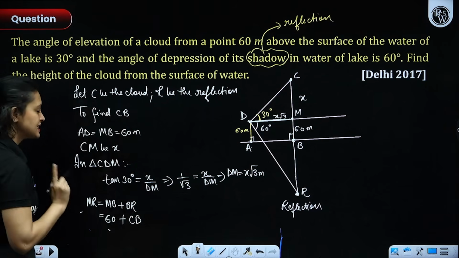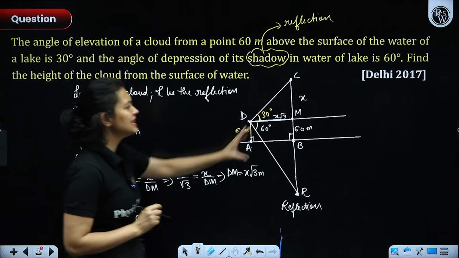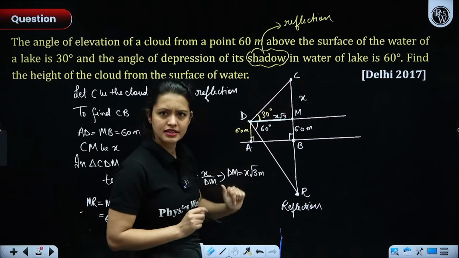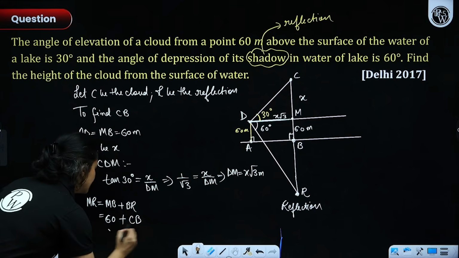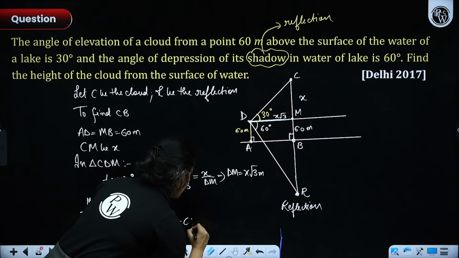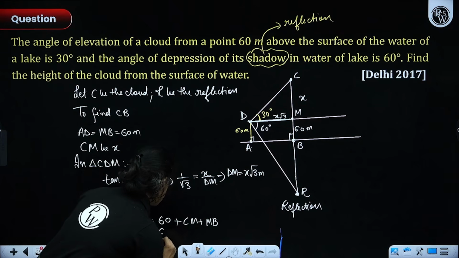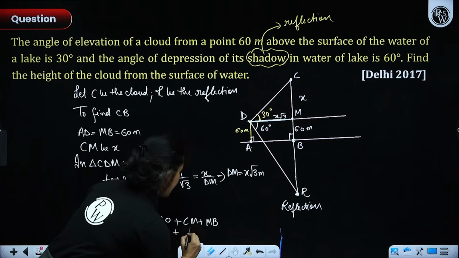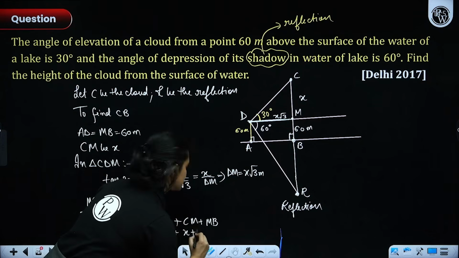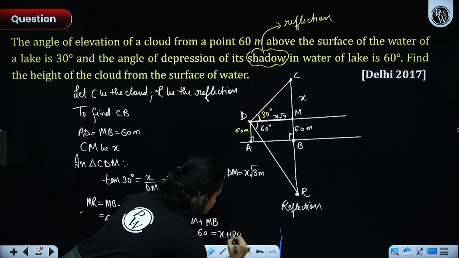Understood? Okay. So, 60 plus CB. Now, what is the value of CB, everyone? So, you can see that CB is equal to X plus 60. Yes or no? So, I'll write it again. 60 plus CB is equal to CM plus MB. So, that would be equal to 60 plus X plus 60. So, that would be X plus 120 meters.